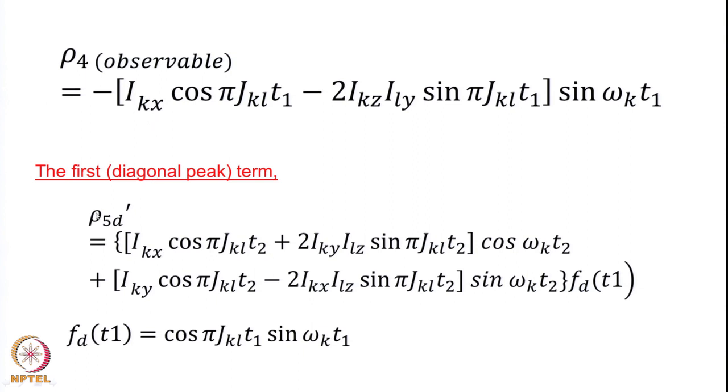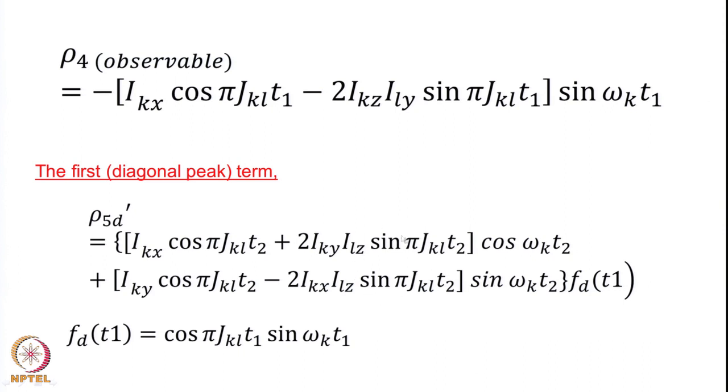So if I were to represent the part of the density operator which belongs to the diagonal peak, I call it rho 5d prime, and this is during the acquisition period, and that one comes as a result of evolution of this part of the density operator here. So this is I_kx cosine pi J_kl t2 plus 2 I_ky I_lz sine pi J_kl t2 cosine omega_k t2, and then you have I_ky cosine pi J_kl t2 minus 2 I_kx I_lz sine pi J_kl t2 sine omega_k t2.